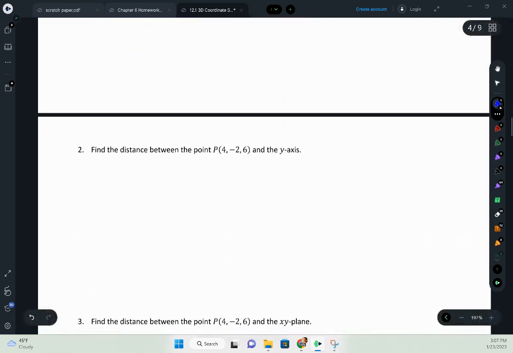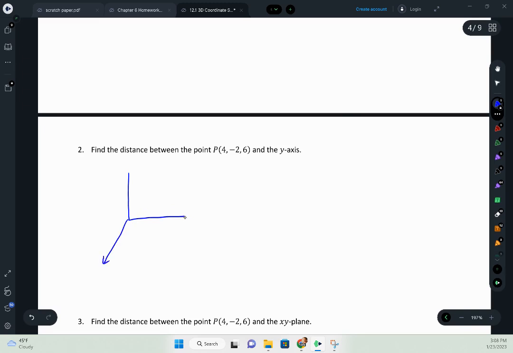Now, of course, things don't always stay so nice, so we have to think about distances now. We're in 3D, so it's not always just explicitly given points that we have. Sometimes we have to go searching for the other point, but we have enough to find it. So in this particular example, we're told to find the distance between a point P, which is (4, -2, 6), and the y-axis.